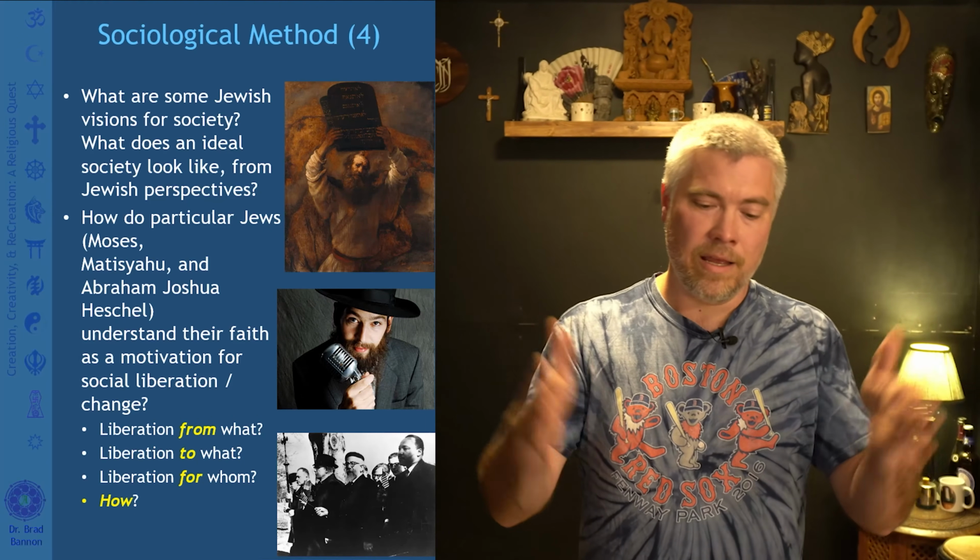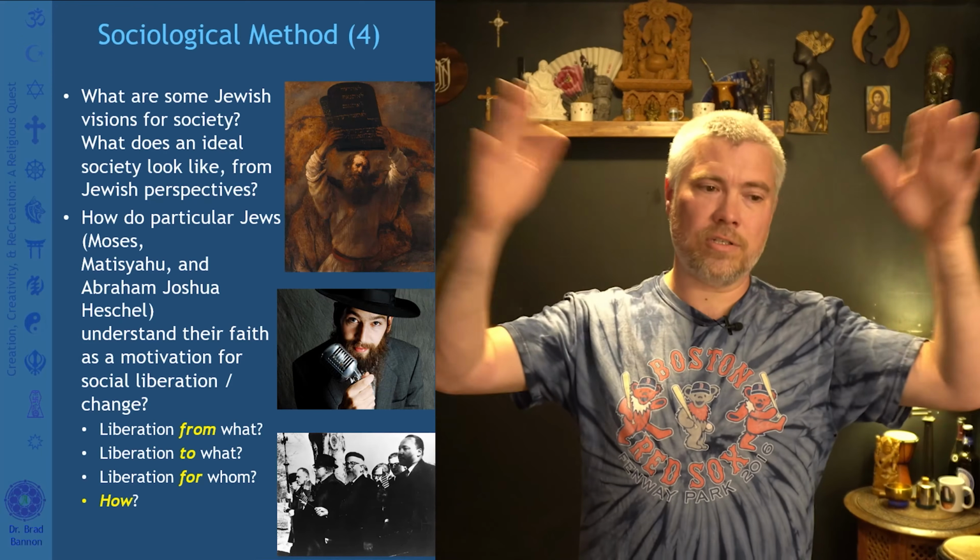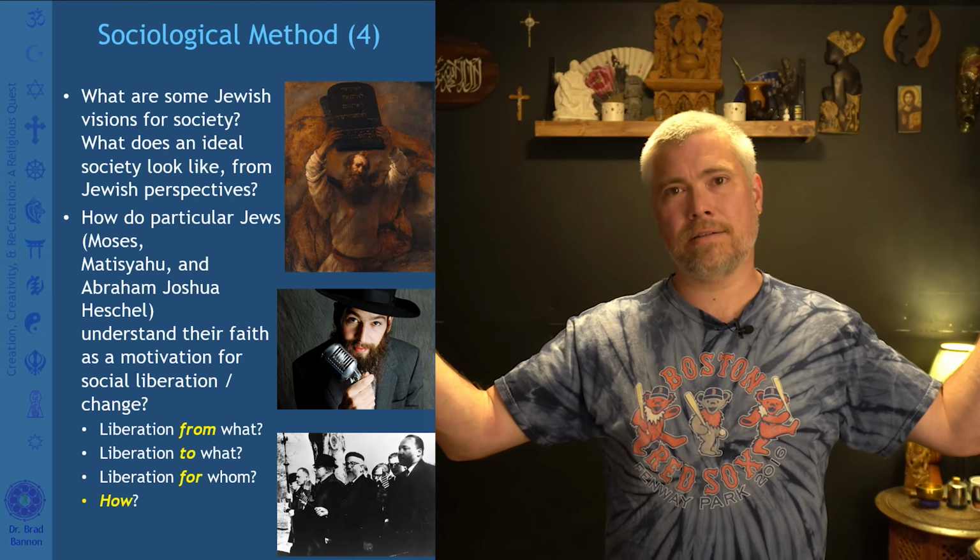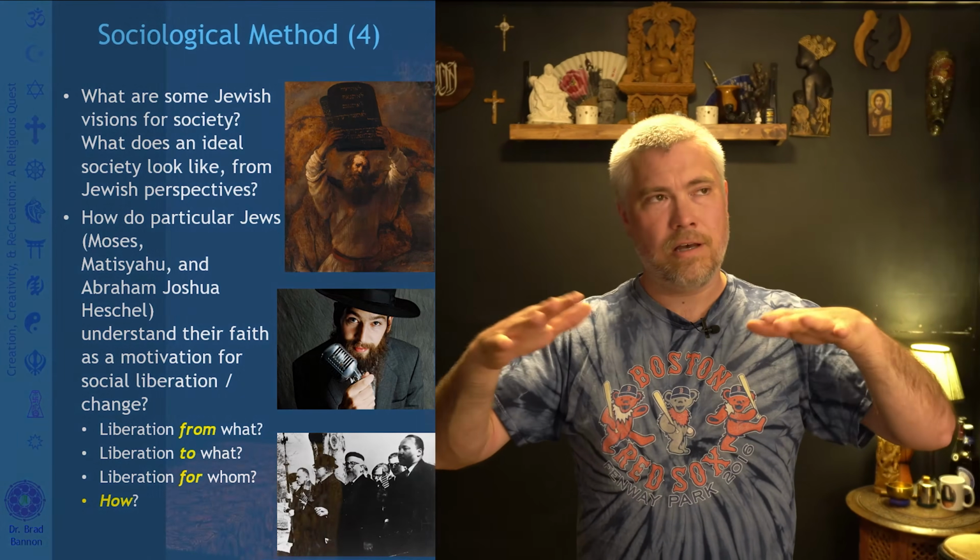So again, narrowing from not just asking these broad, abstract, vague questions of this thing called Judaism that doesn't really exist, but instead focusing on particular Jews and particular Jewish traditions and understanding how did Moses answer that question? How did Matisyahu answer those questions? How did Abraham Joshua Heschel answer those questions? And then we can get a sense of how different Jews might answer those questions.